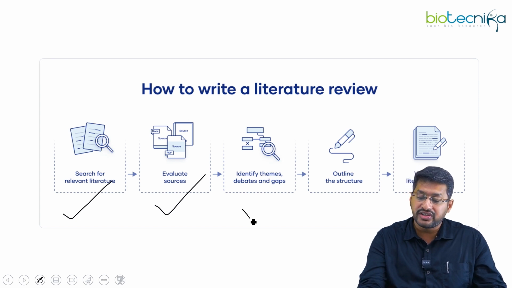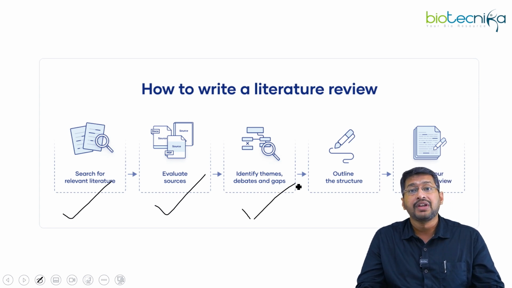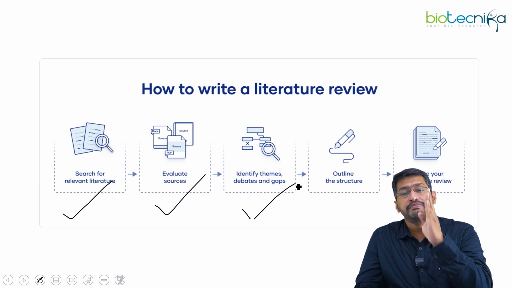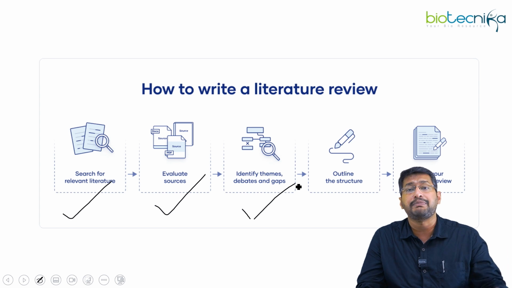The third important step is to identify the theme. So when you start your review, make sure you identify the theme, and if you are going for a publication, this theme has to align with the aim and objectives or the aim and scope of the journal.